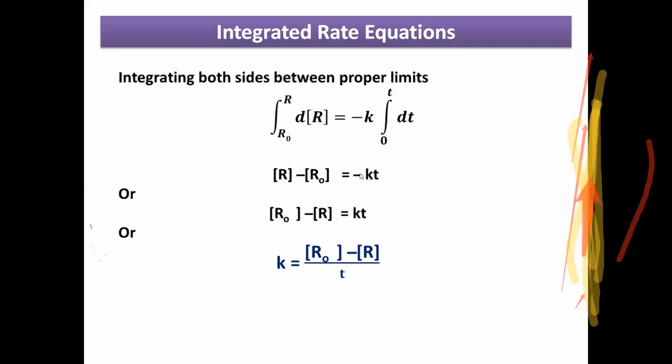Now this negative sign, multiplying both the sides by the negative sign, what you will get is r0 minus r equals kt. So finally your rate constant expression becomes k equals r0 minus r by t. So remember that the rate constant for the zero order reaction is dependent upon r0 minus r by t. This is the final expression for zero order reaction.